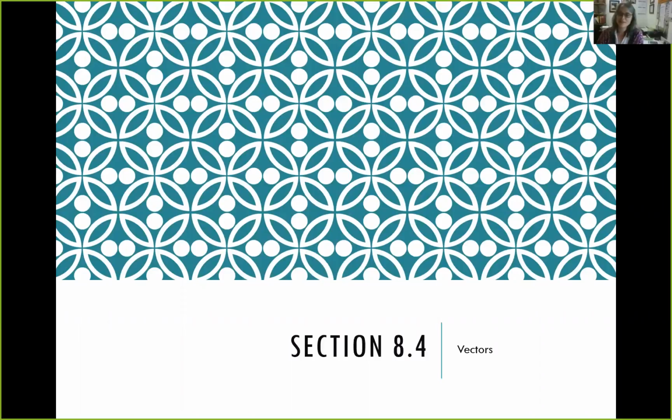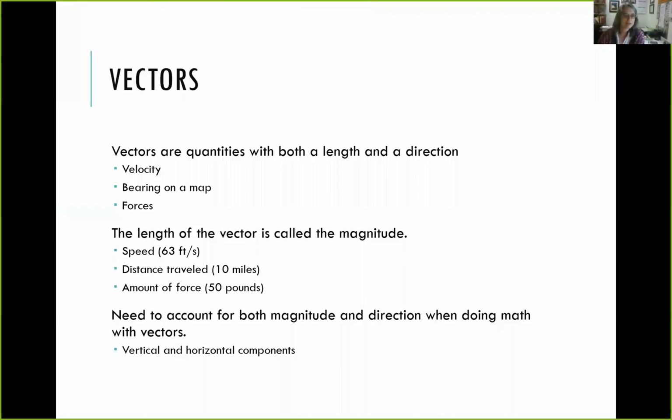We're going to talk today about section 8.4, which is all about vectors. Now, vectors are kind of how we describe the world. Vectors are quantities that have both a length and a direction.